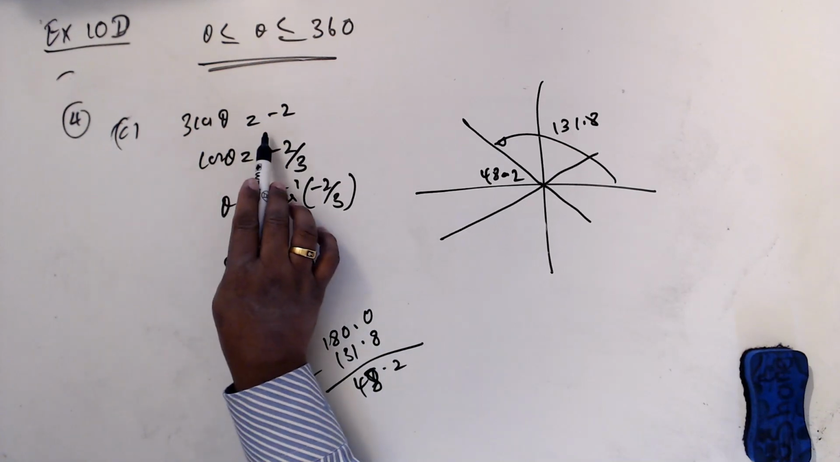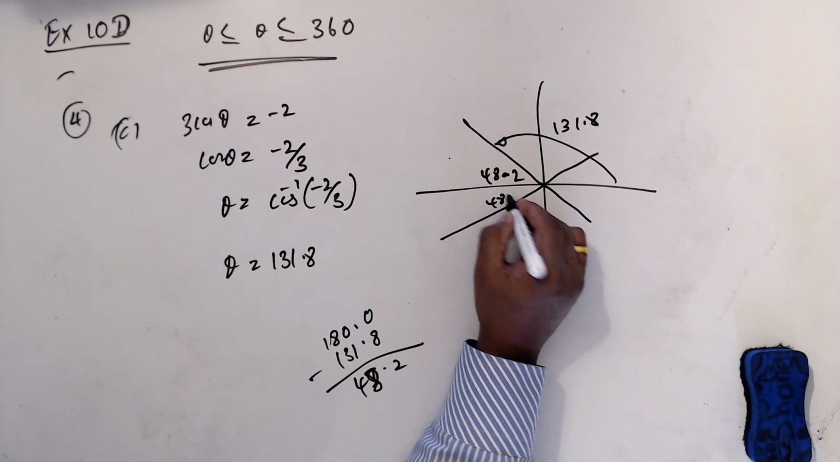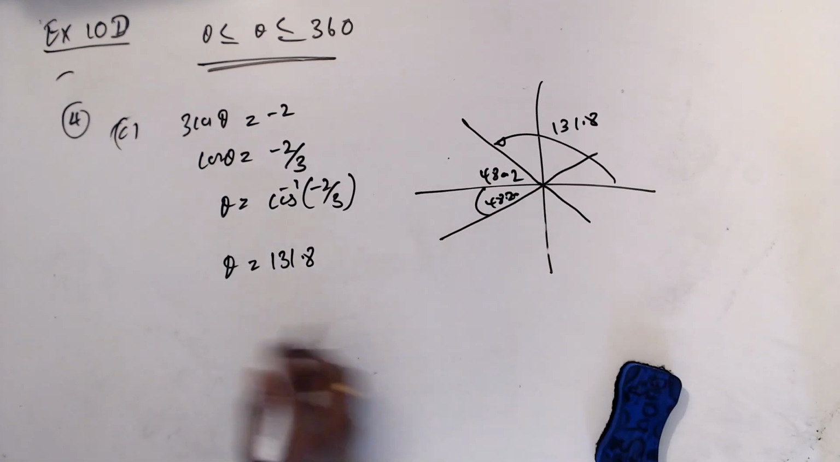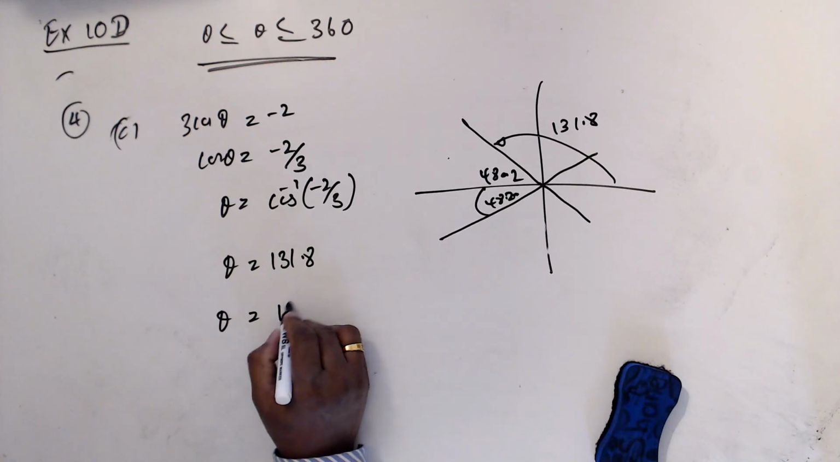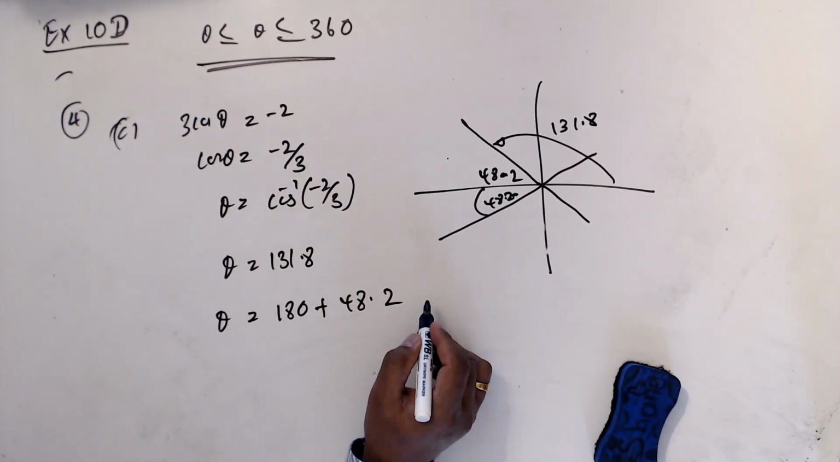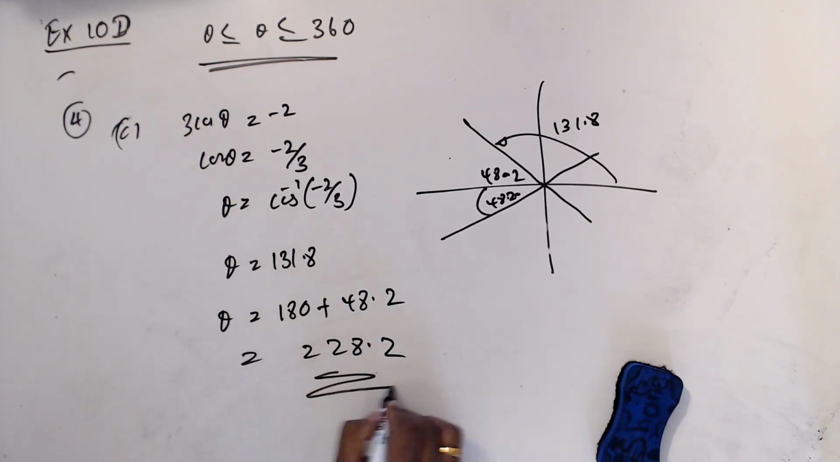Now we found the relevant acute angle, and cos is negative in this one and this one. So this is 48.2. So the relevant angle of the other one is theta equals 180 plus 48.2, which is 228.2.